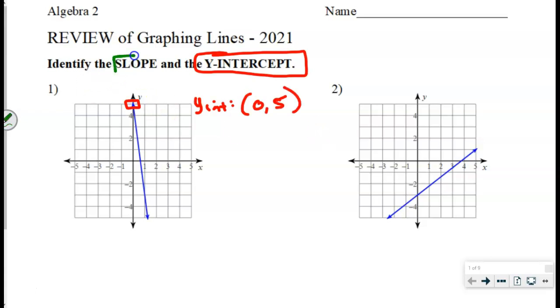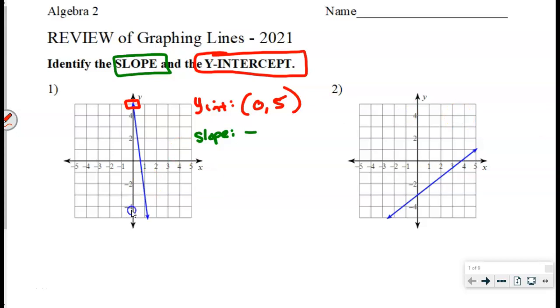Now slope, you might remember from your previous class, a few different formulas, rise over run, change in y over change in x. So what I like to do first is figure out whether the slope is positive or negative just by the look of the line. So since this one is decreasing from left to right, we're going to have a negative slope. So I'm going to go ahead and write that sign down.